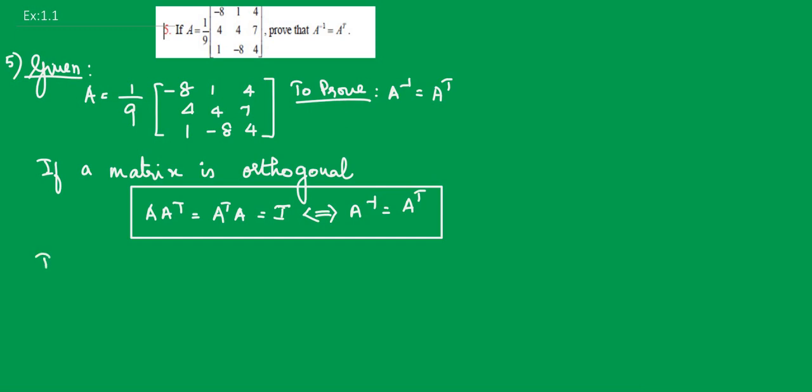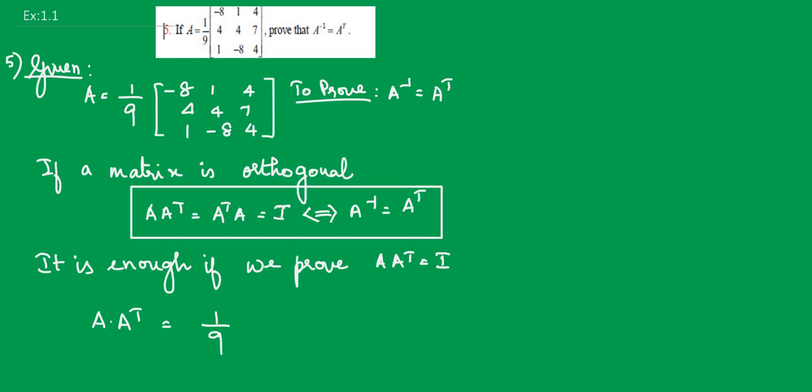So for this problem, it is enough if we prove that A into A transpose is equal to the identity matrix. It implies that A inverse is equal to A transpose. So for the given matrix A, A multiplied with A transpose is equal to 1 by 9 times of [minus 8, 1, 4; 4, 4, 7; 1, minus 8, 4]. I multiply this with the transpose matrix.